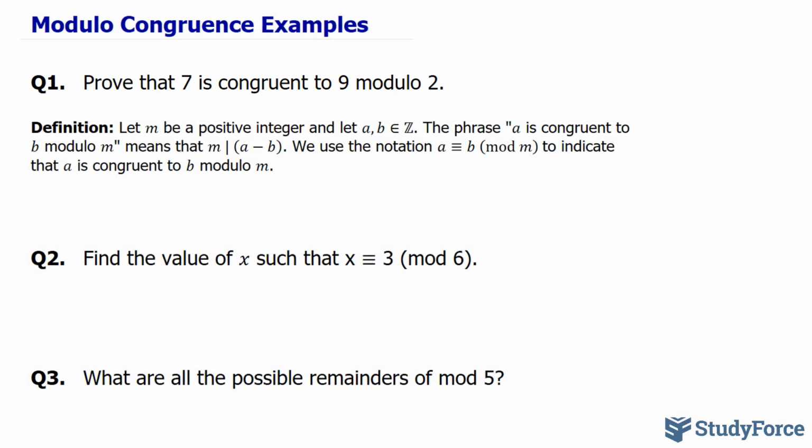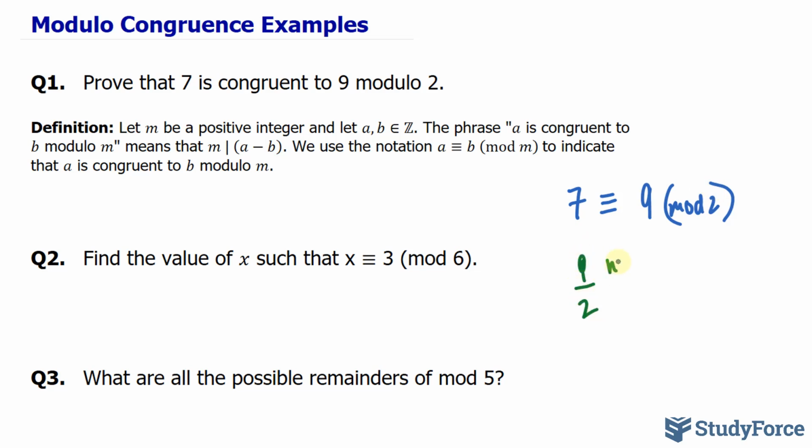Now before we start answering this question, the way that this would be written in literature would be 7 with the equivalent symbol 9 mod 2. And we want to prove that 7 is congruent to 9 mod 2. Just before we start, 9 mod 2 is like asking the remainder of 9 divided by 2.